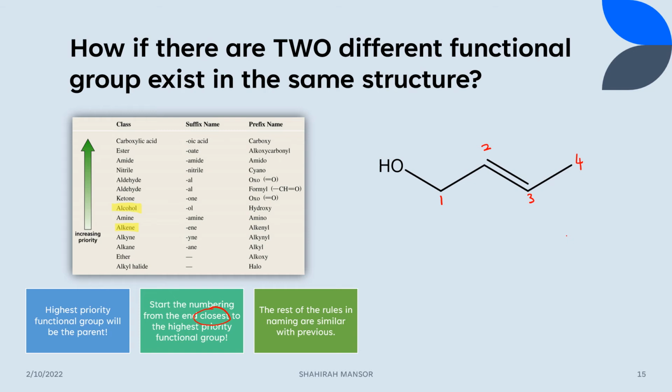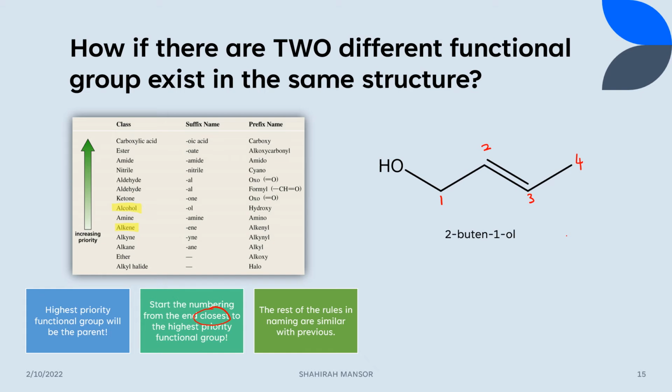Okay, so since kita ada carbon-carbon double bond sebagai substituent, nama dia akan jadi macam mana? Dia akan jadi 2-butene 1-ol. Okay, 2-butanol should be the name of the parent, but since kita ada carbon-carbon double bond di dalam 4 carbon tersebut, so nama dia akan jadi macam butene.